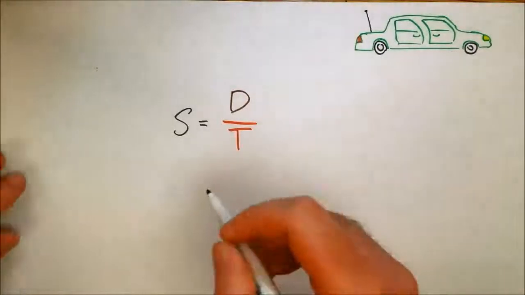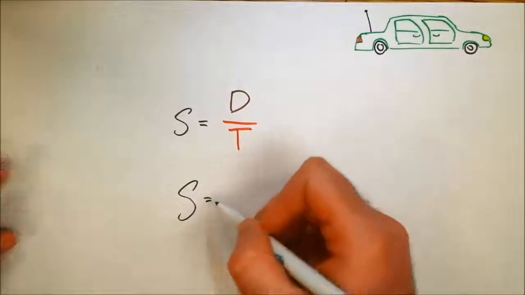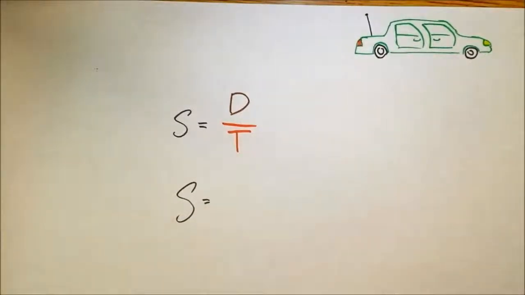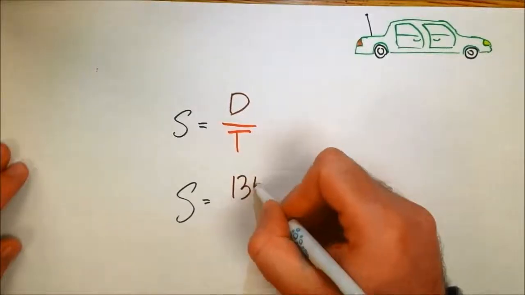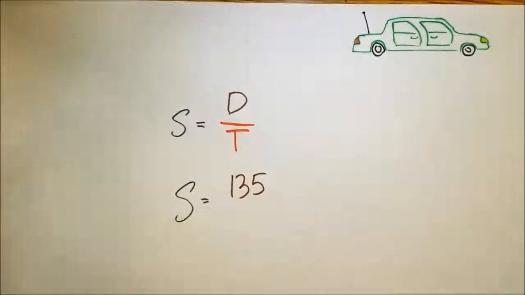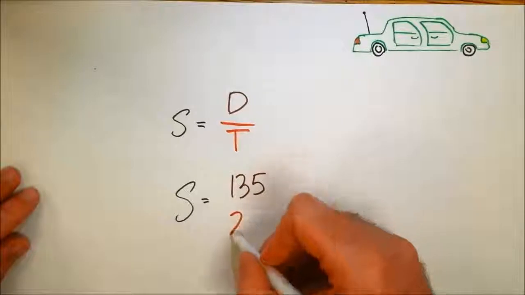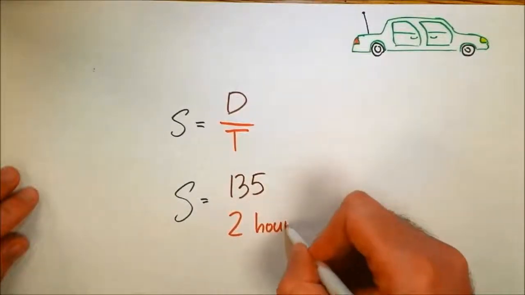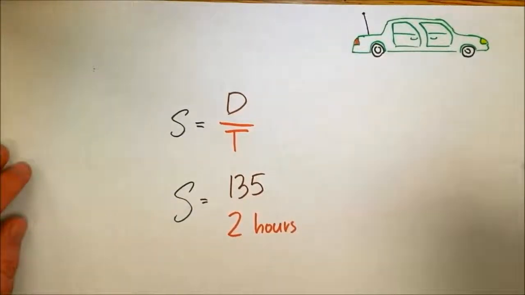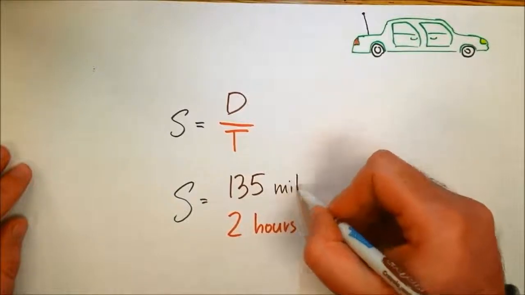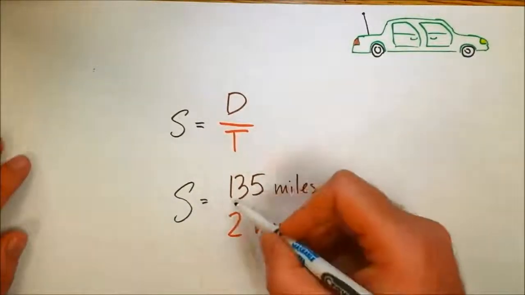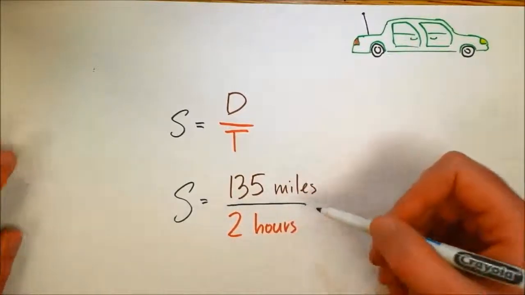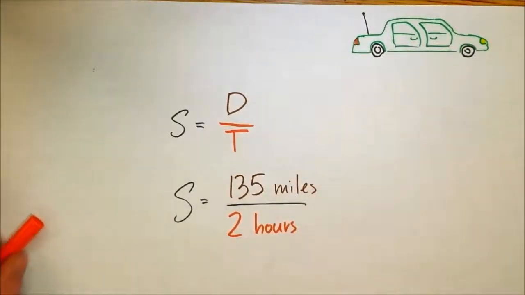So S is, in this case, the distance was 135 miles, and time is 2 hours. I forgot to put the units for distance. It's miles. Units are important. And now you simply crunch out your math and you get some kind of an answer.